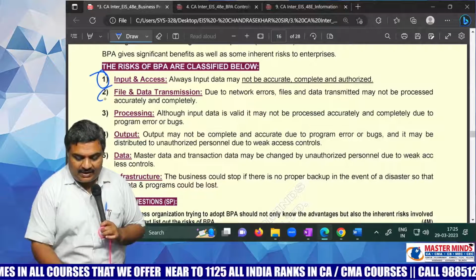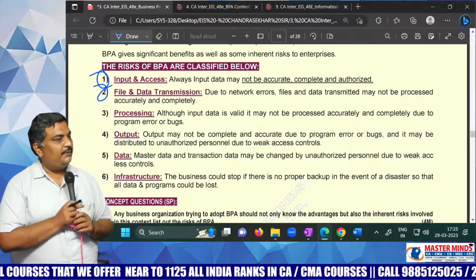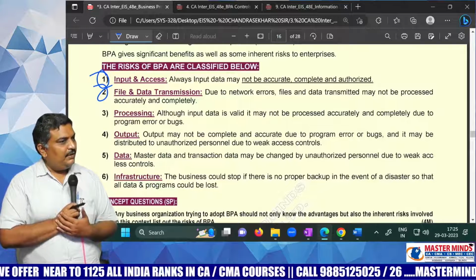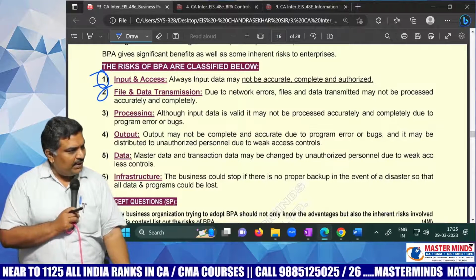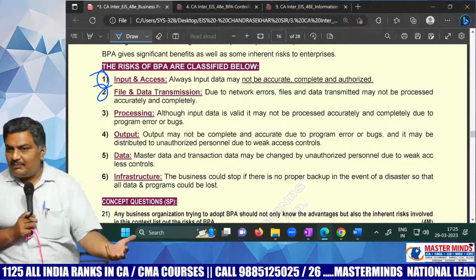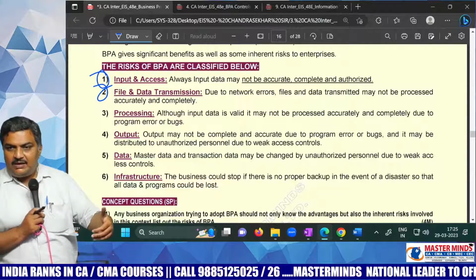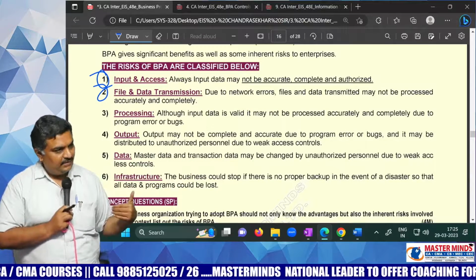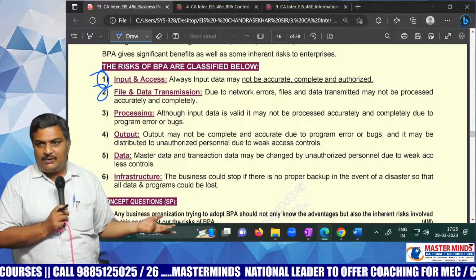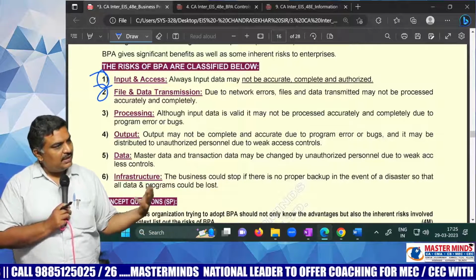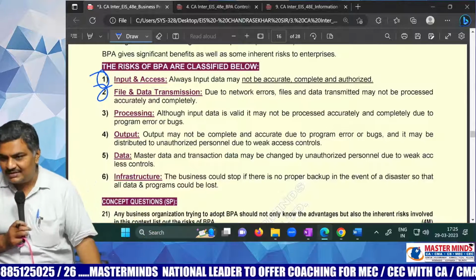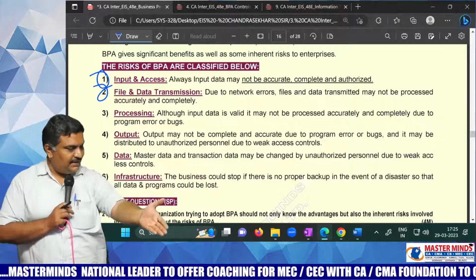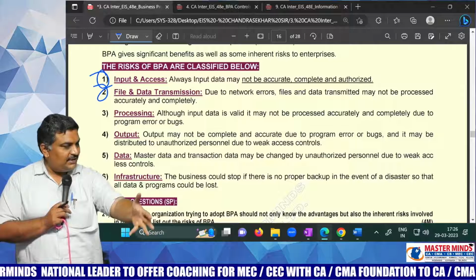Second one, file and data transmission. File and data transmission means what? Yesterday, one of our employees was telling me she wants to send some file to my WhatsApp. She is sending, but I am not getting that file. The same file sent to another employee is going. But sent to me, I am not getting it. Actually, I need to call WhatsApp people and ask what is happening, but I did not ask. So sometimes that kind of network or file transmission errors will be there. This is a real example, not a fabricated example.